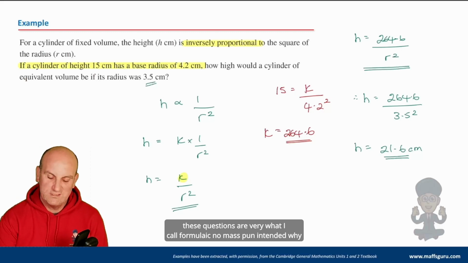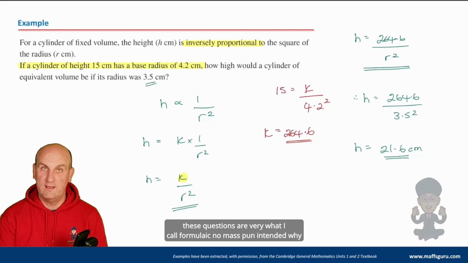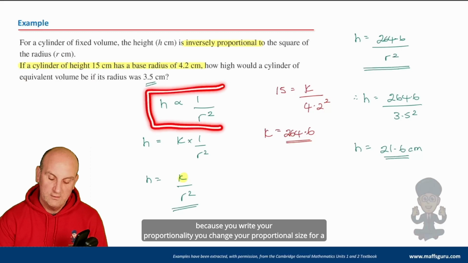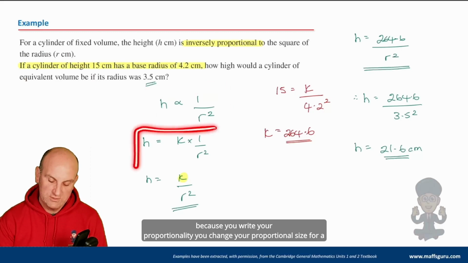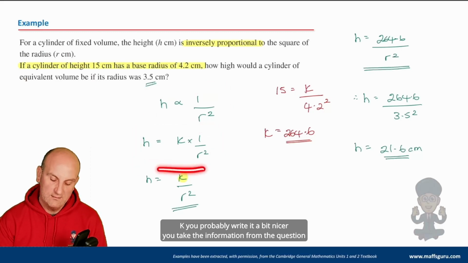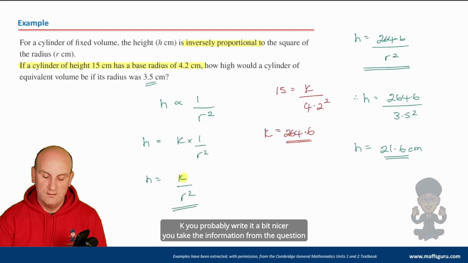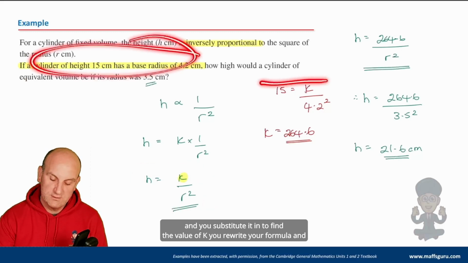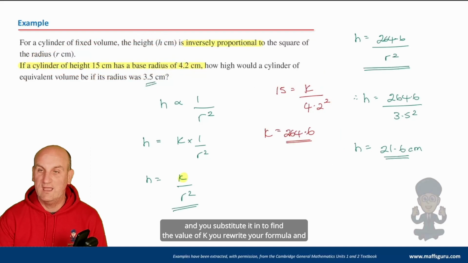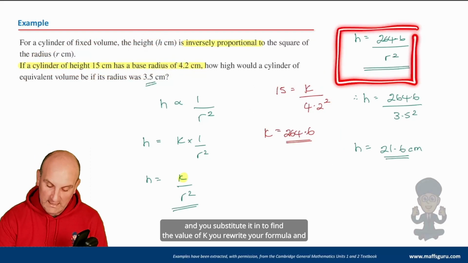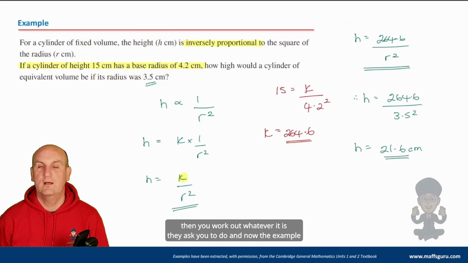So these questions are very what I call formulaic. No maths pun intended. Why? Because you write your proportionality, you change your proportional sign for a k, you probably write it a bit nicer, you take the information from the question and you substitute it in to find your value of k, you rewrite your formula, and then you work out whatever it is they ask you to do.